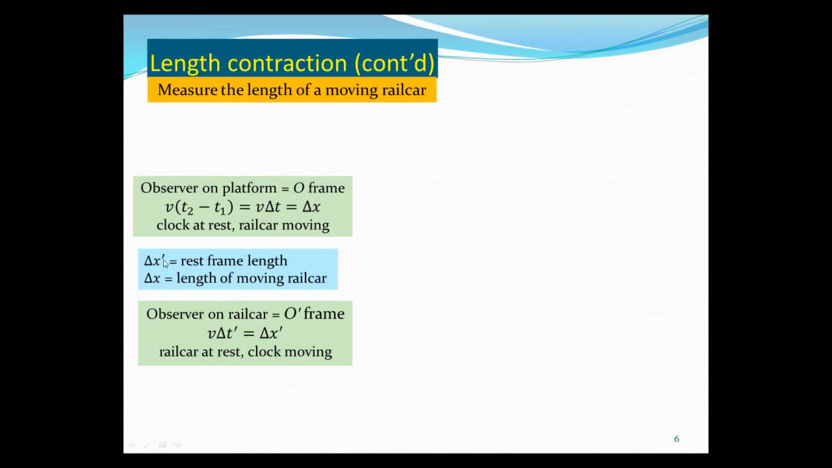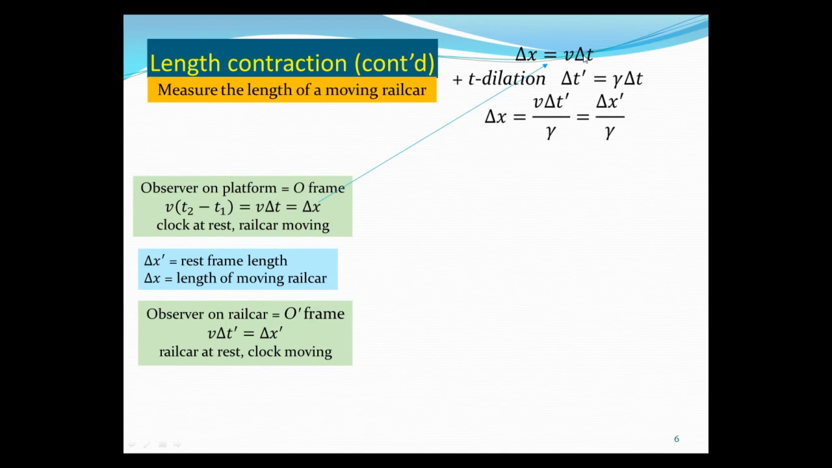So let's remind ourselves again. x prime is the rest frame length, and x is the length of the moving railroad car. They're given by these time relations. For the moving length, you have v dt. But that delta t, the time interval, is related to delta t prime by time dilation. Remember, time dilation says the moving time interval is bigger than the interval at rest. In this case, delta t is the clock on the ground, on the platform, so that's the rest frame. And delta t prime is in the rest frame of the rail car, but the clock is moving, so it's the moving clock measurement.